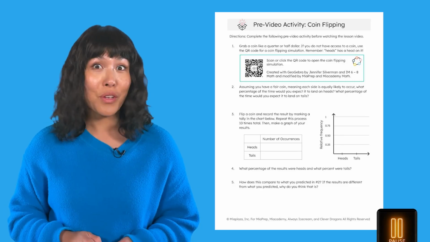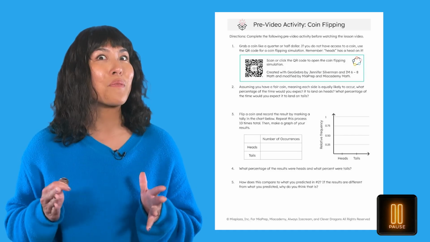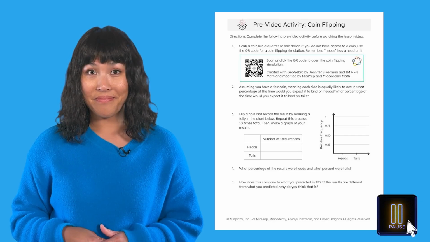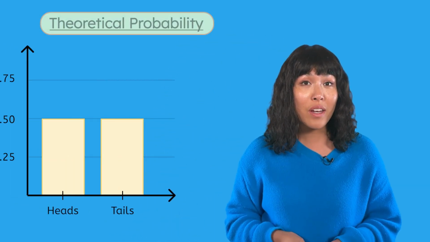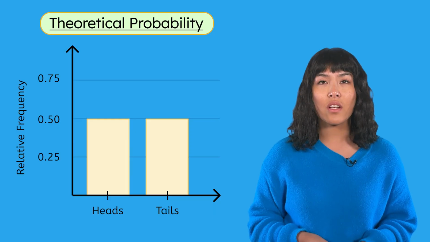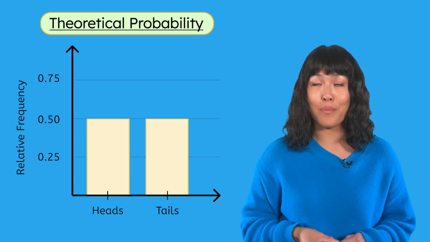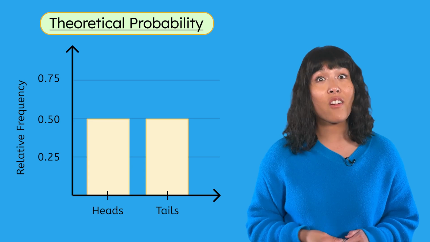If you haven't done the pre-video activity, pause and complete it now. All done? Let's put our coins to the test. What would we expect from a fair coin? In other words, what is the theoretical probability? Well, since there are two sides, we would expect that 50% of the flips are heads and 50% are tails.